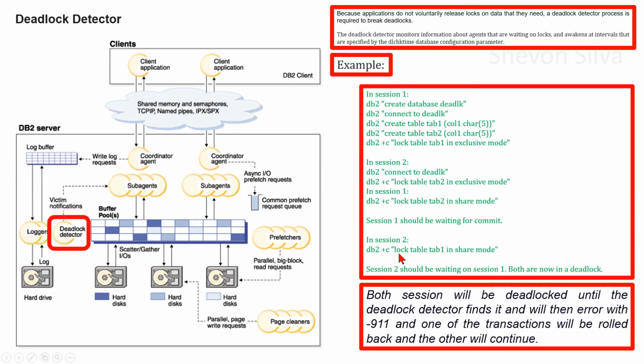And in session 2, lock table 1 in shared mode, but table 1 is already locked by session 1 in exclusive mode. So session 2 should be waiting on session 1. So both session 1 and 2 are waiting for tables 1 and 2. Both are now in deadlock. So both sessions will be deadlocked until the deadlock detector finds it and errors with -911, and one of the transactions will be rolled back and the other will continue.